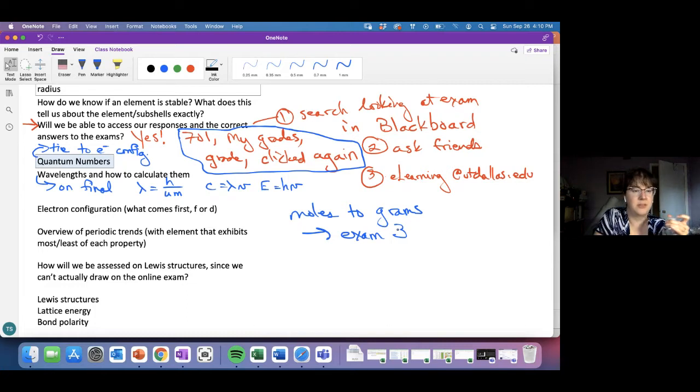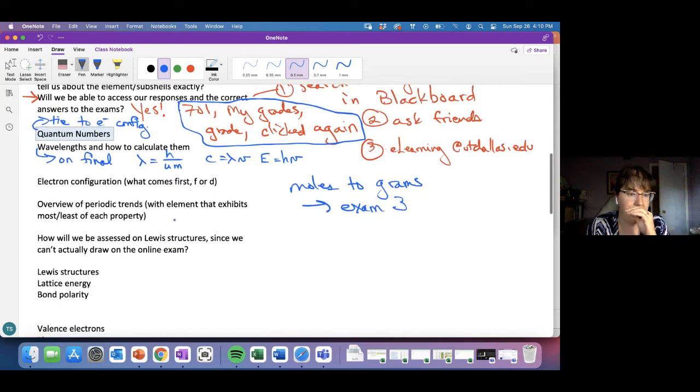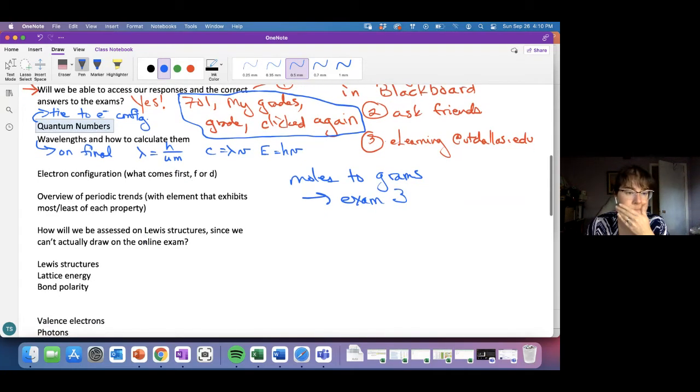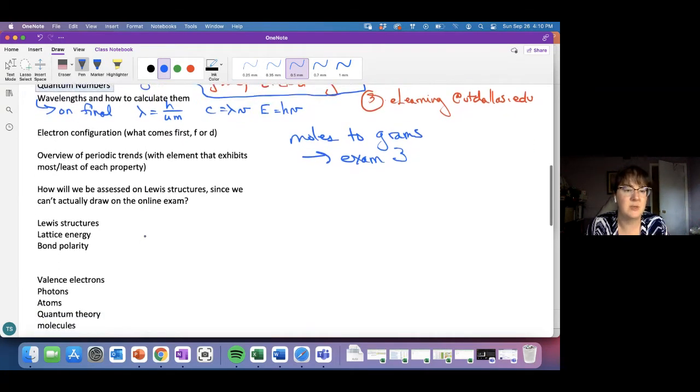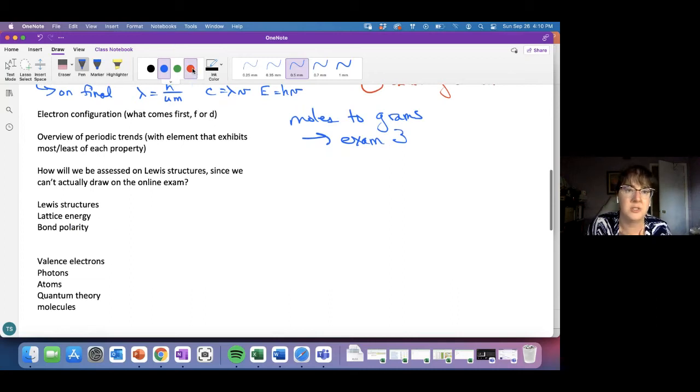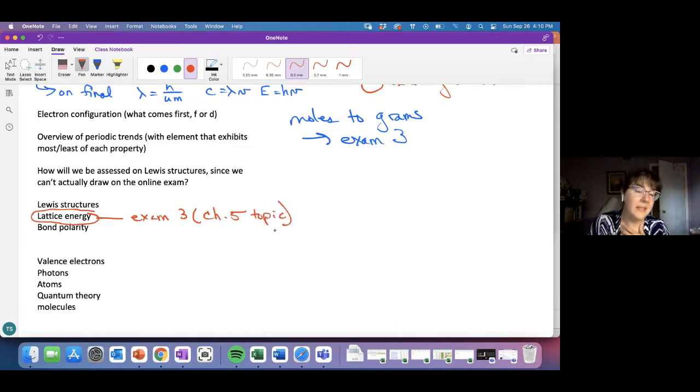And I had one more thing in here. We'll talk about Lewis structures and how those can be assessed. Someone did ask me about lattice energy. Lattice energy was the other thing that actually belongs on exam 3. That is a chapter 5 topic. I actually really like it. It's a fun topic, but it's a chapter 5 topic.